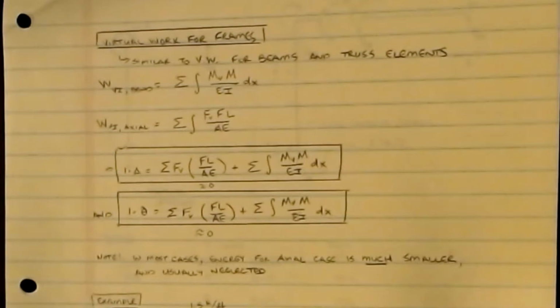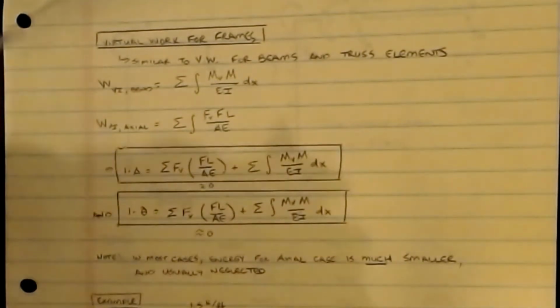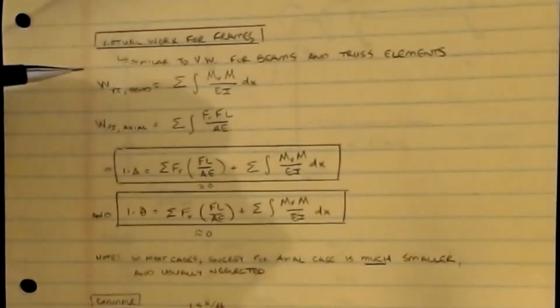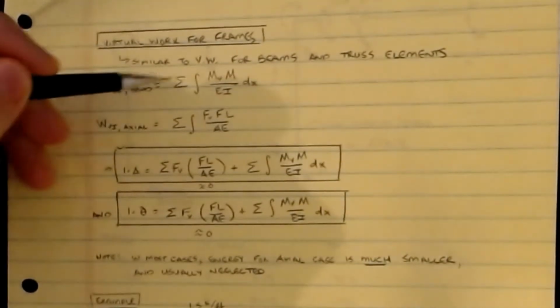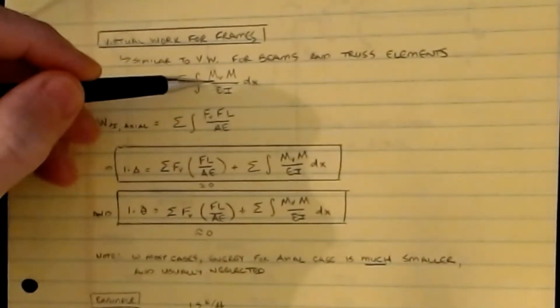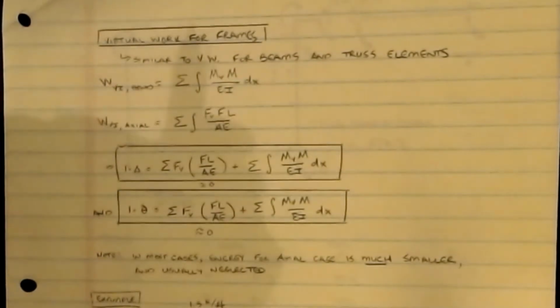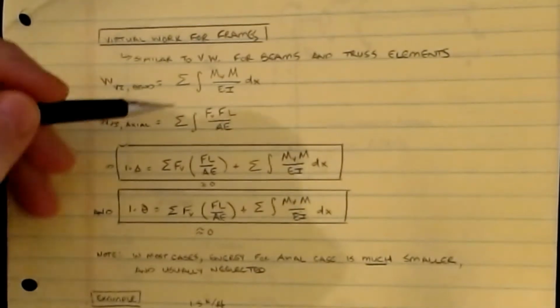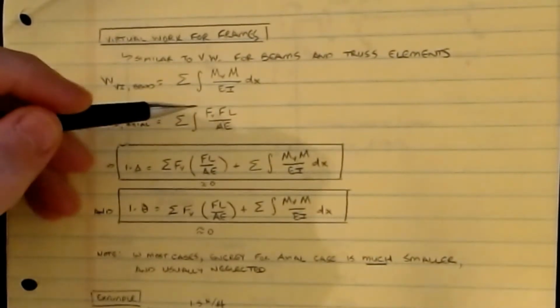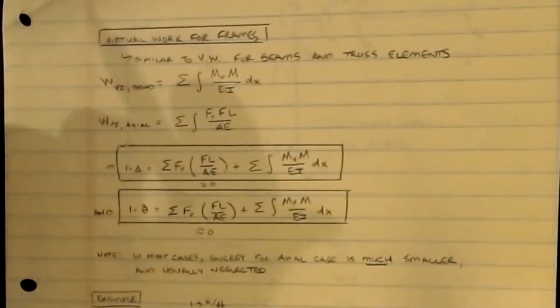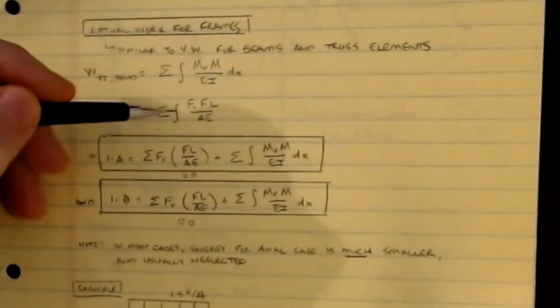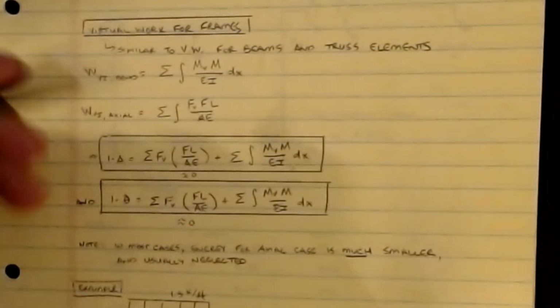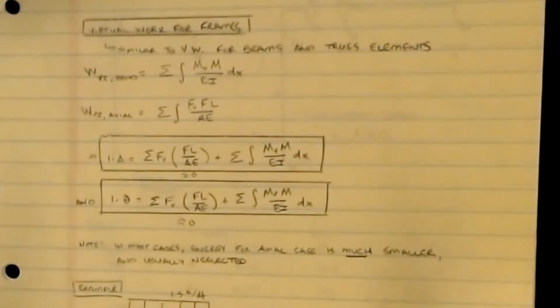Everything boils down to, just like before, the virtual internal work calculations. For beams, or for bending effects, we knew that it was the summation of the integral of the virtual moment times the real moment over EI dx. That doesn't change. And for the axial effects, which came out of the trusses, it was the sum of the integral of F E F L over AE. Most of the time for axial load, it's not an integral, it's a constant, but just in case for the math, we'll stick to that.